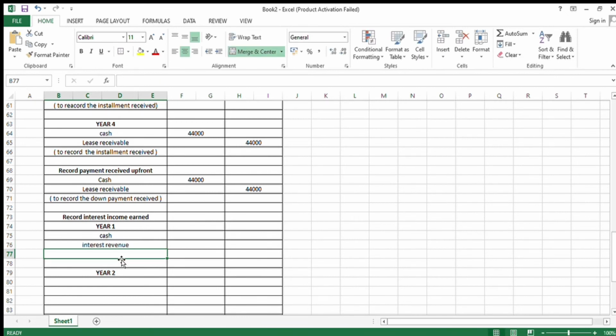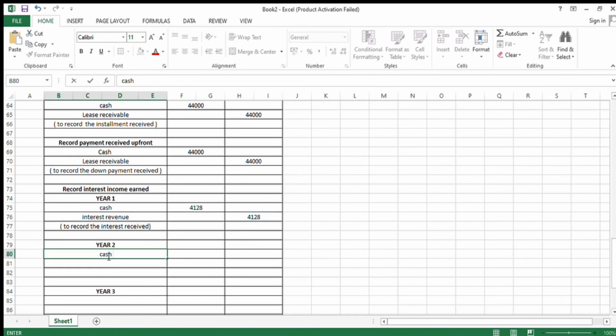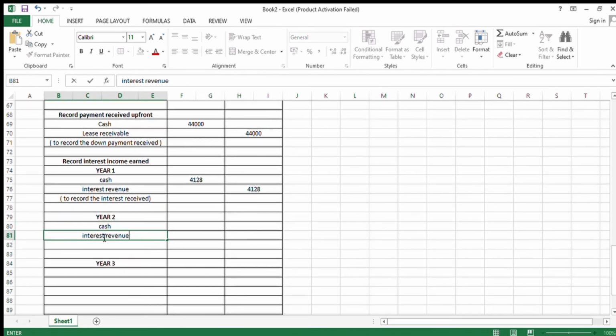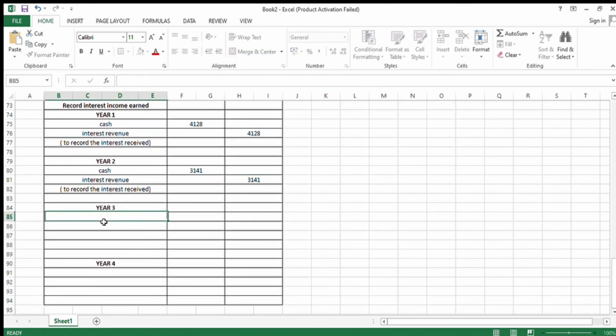So next, we record the interest income earned, which we also start from year 1 until year 4. For this transaction, the debit and credit is cash is debit and interest revenue is credit, and the reason we make this journal entry is to record the interest received. So the transaction and reason are the same from year 1 until year 4, but the amount is different.